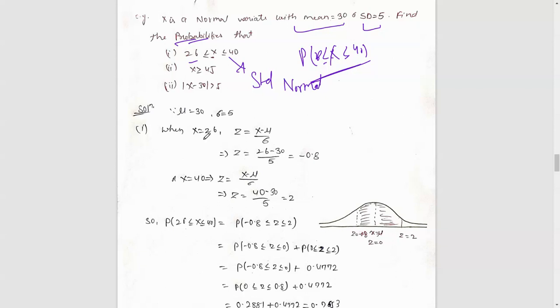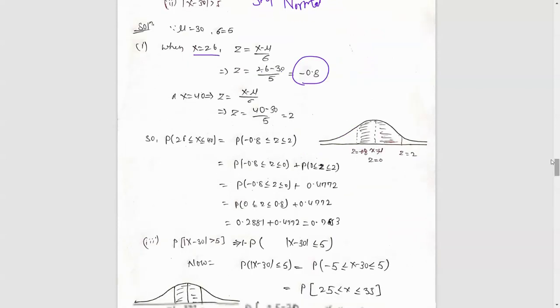So for x equal to 26, we convert it into z. z is equal to x minus mu upon sigma, so 26 minus mu, which is 30, upon sigma 5, which is minus 0.8. Same thing with x equal to 40: 40 minus 30 upon 5, which is 2. So this is translated into the range minus 0.8 to 2.